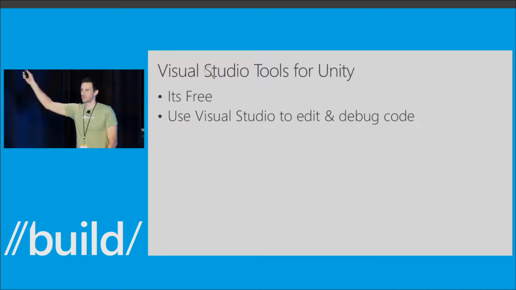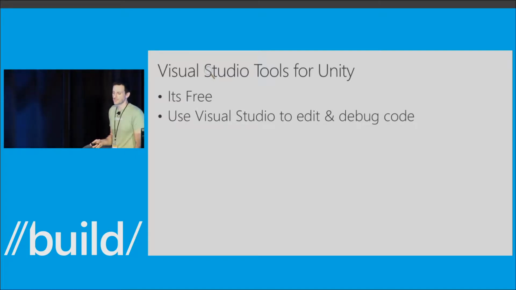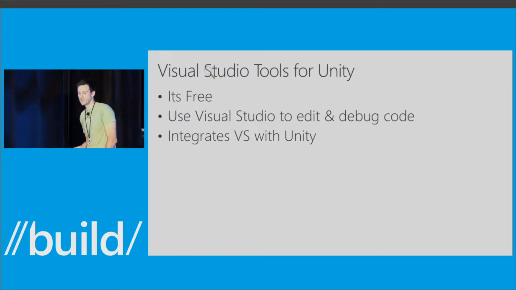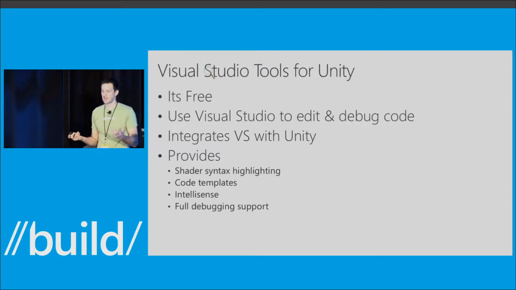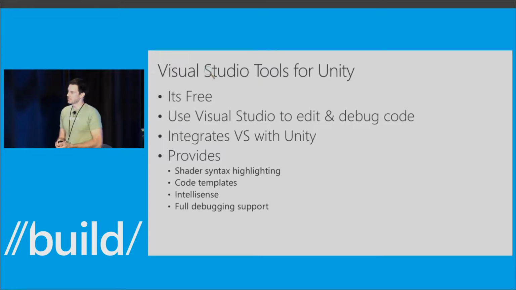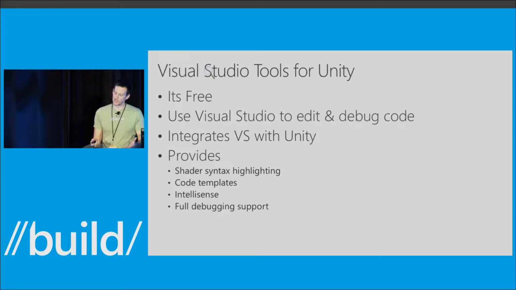Probably everybody raised their hand, most people. And so this allows you to use Visual Studio to not only edit, but also to debug your code in Unity, which we'll look at shortly. This makes the two integrate together pretty seamlessly. This gives you shader syntax highlighting, IntelliSense like you'd expect in an IDE, code templates, one of my favorite features of that, and full debugging support. With Unity, you can use any text editor that you want, but you just can't debug your code. Out of the box, it works with MonoDevelop. This allows you to now use Visual Studio to debug your code.